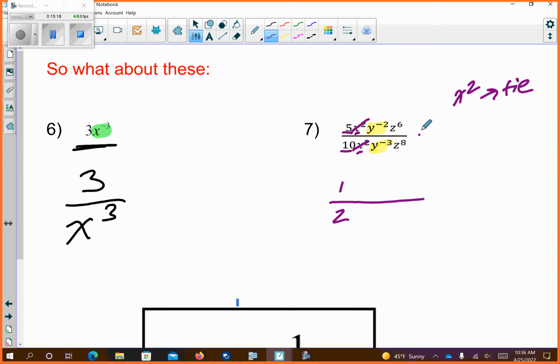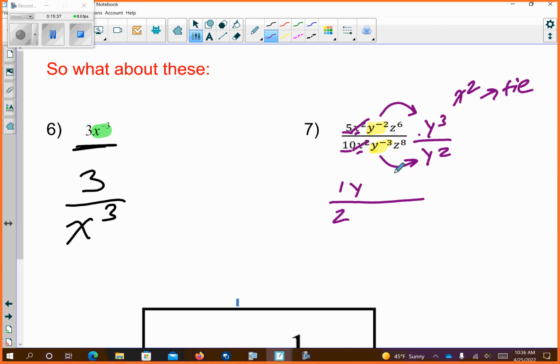Now I want to move the y's, so I'm going to have y to the third on top, y to the square on bottom. I moved them. Tug of war with the y's, with the purple y's. Who wins, top or bottom? Top by how many? 1. Just y to the first, or just y?